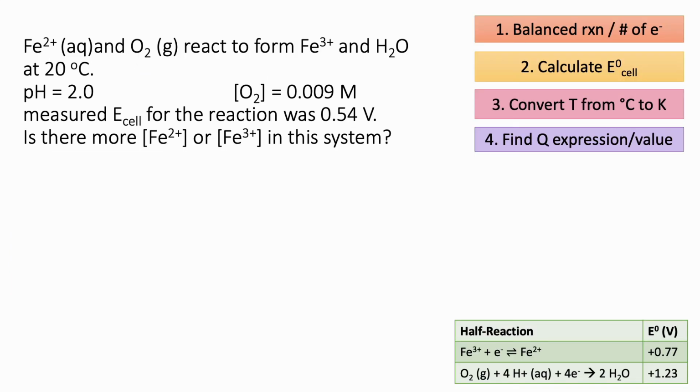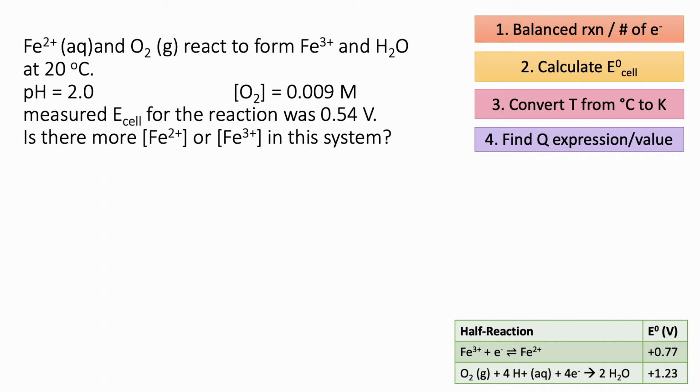So now we have another problem in which we're reacting iron 2+ and oxygen, and we're getting iron 3+ and water out. It's happening at 20 Celsius. We know it's an acidic solution, pH 2, and we're given an oxygen concentration. Now this time we've actually measured the cell potential using a voltmeter, and so we know the cell potential is 0.54 volts. And the question is, what do we have more of in the system? Do we have iron 2+ or do we have more iron 3+?